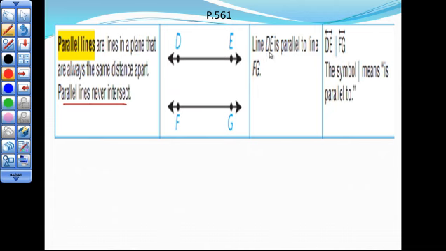Here, line DE, as you see, is parallel to line FG. And the sign of parallel is like this, a little two parallel lines. The symbol of two parallel lines means "is parallel to." So DE is parallel to FG. Line DE is parallel to line FG.